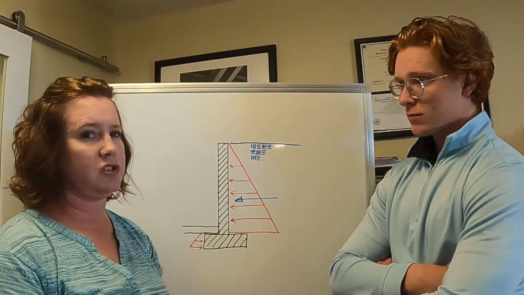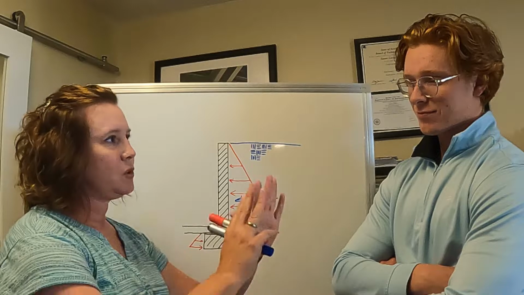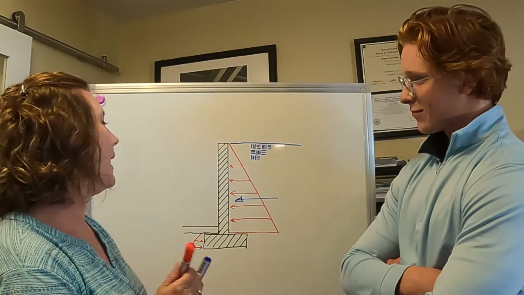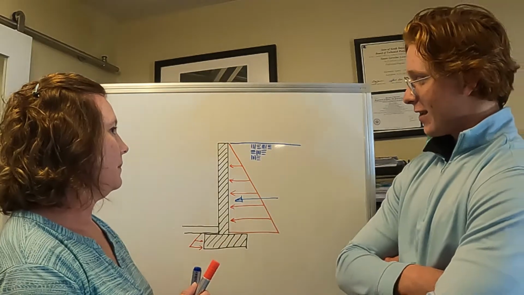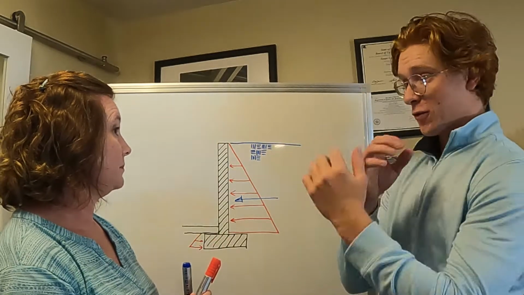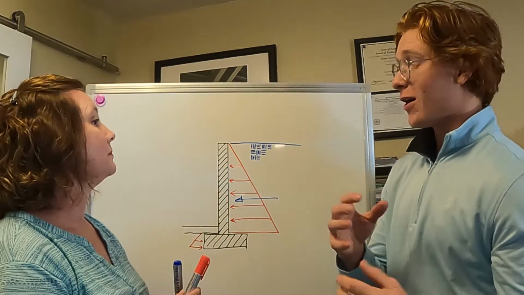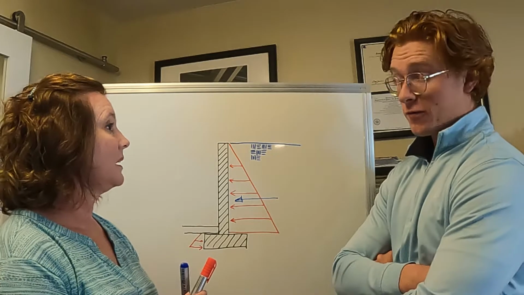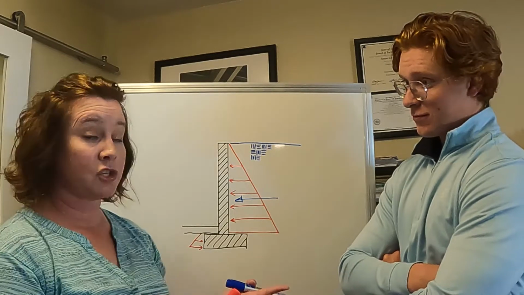Something else happens during construction that might tend to push the wall a little bit more. What do you think would happen? I think that when people add more weight on top here, it starts to force the dirt out, or the soil out, and it causes the wall to fall farther. Right, it's called a surcharge.